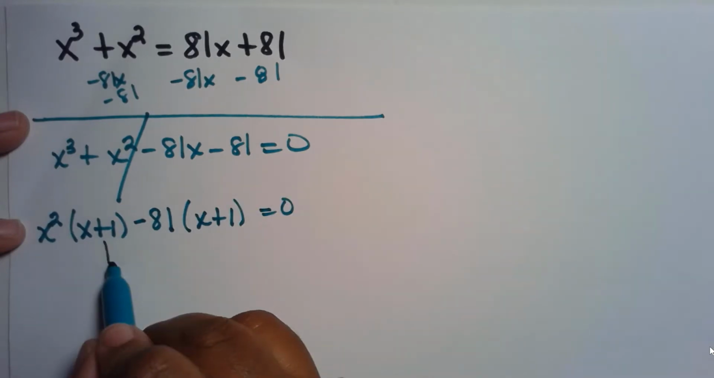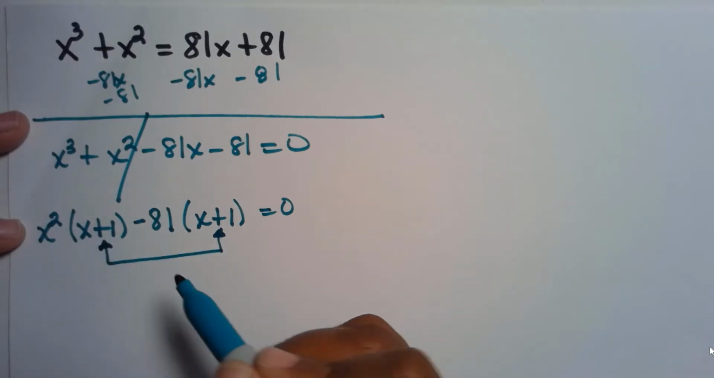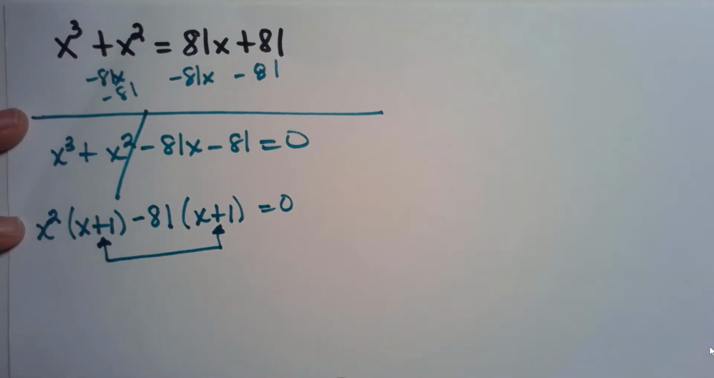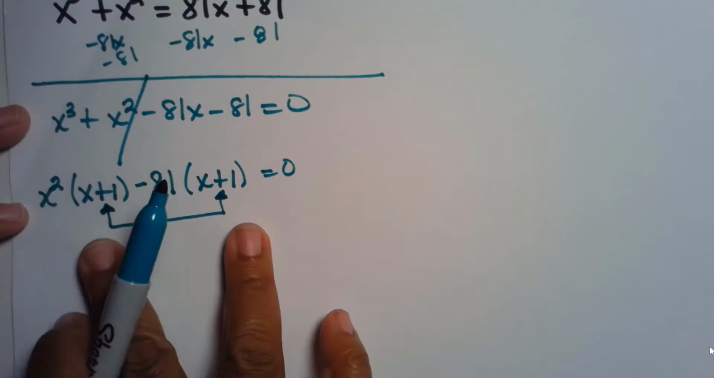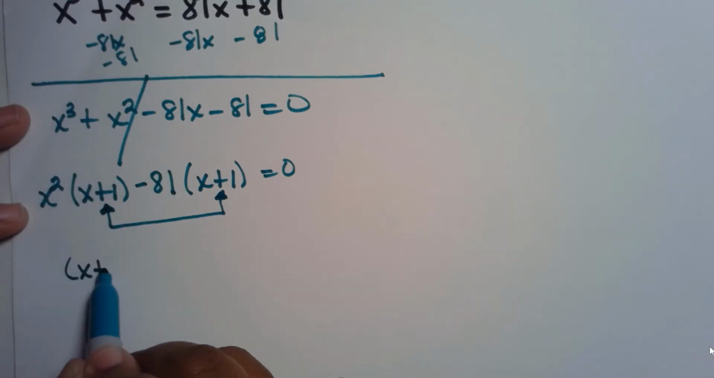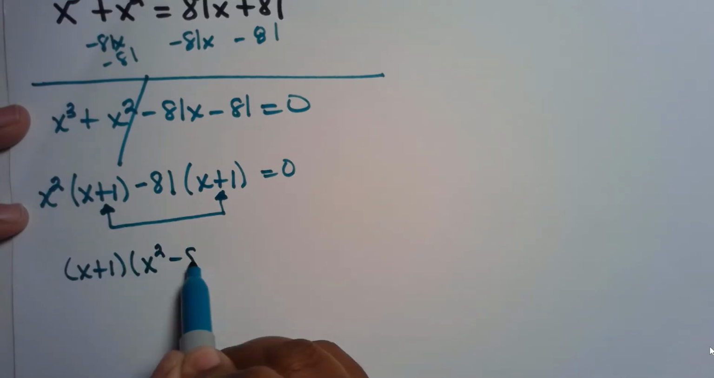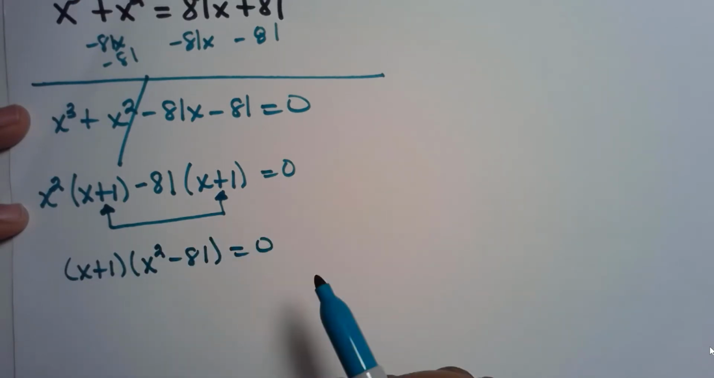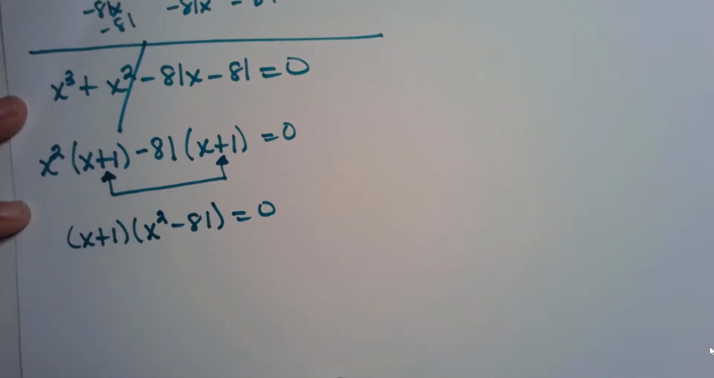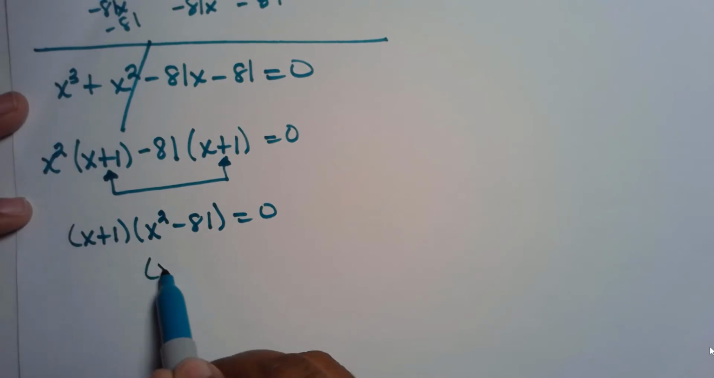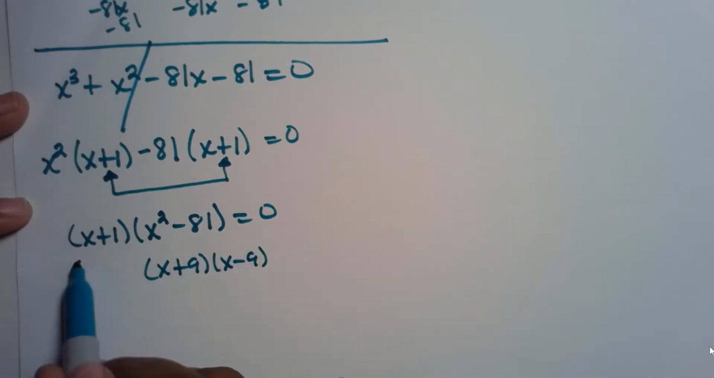When you factor by grouping, we want this to happen. We want the leftover component to match exactly. We want that to happen. So we're going to factor out one more time. What's in common? X plus 1. What's left here? We have x squared minus 81 equals 0. This x squared minus 81, that can be factored. Difference of 2 squares. X plus 9, x minus 9. Don't forget about the x plus 1.